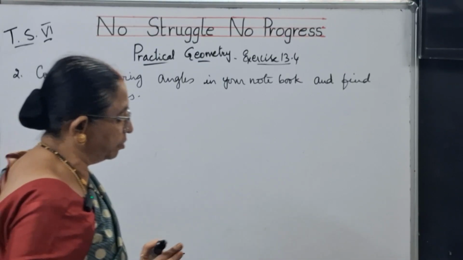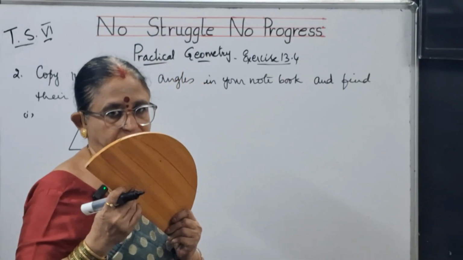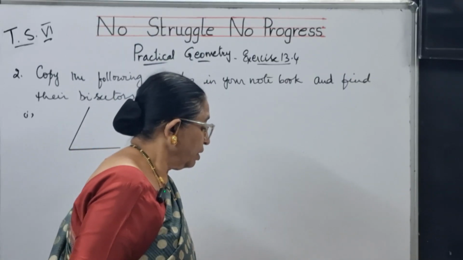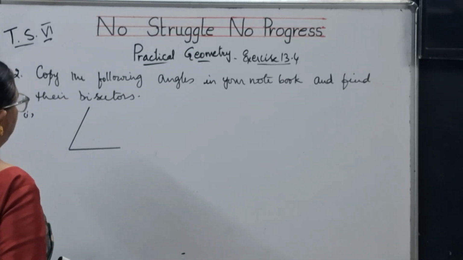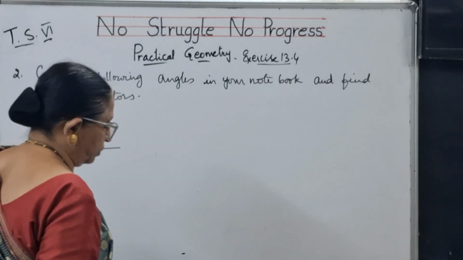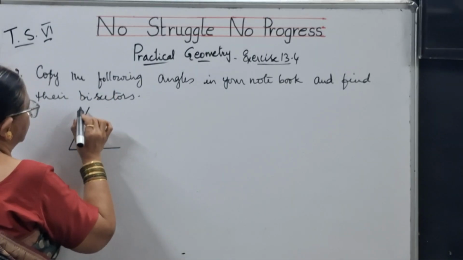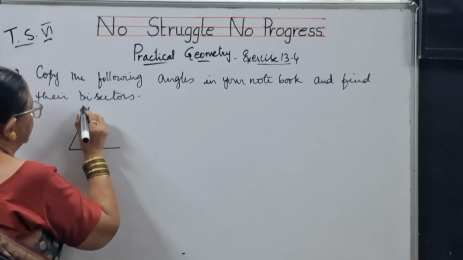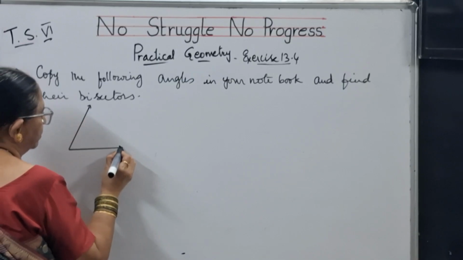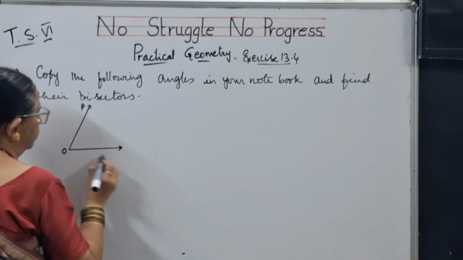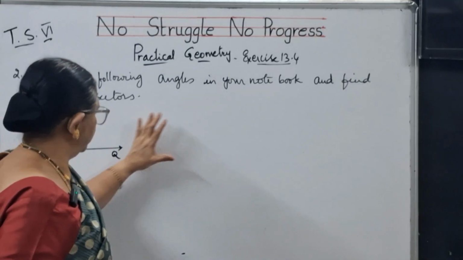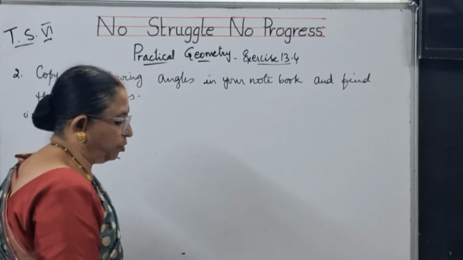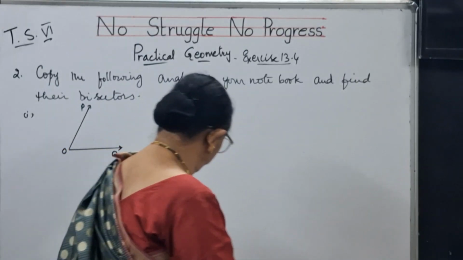Copy means what? You are not supposed to use this protractor. What you have to do is use the scale and compass, the first construction which I have taught. In that way, you need to do it. Let me give it some names. POQ is the angle. The same angle I should copy here and bisect it. So how should I copy it?